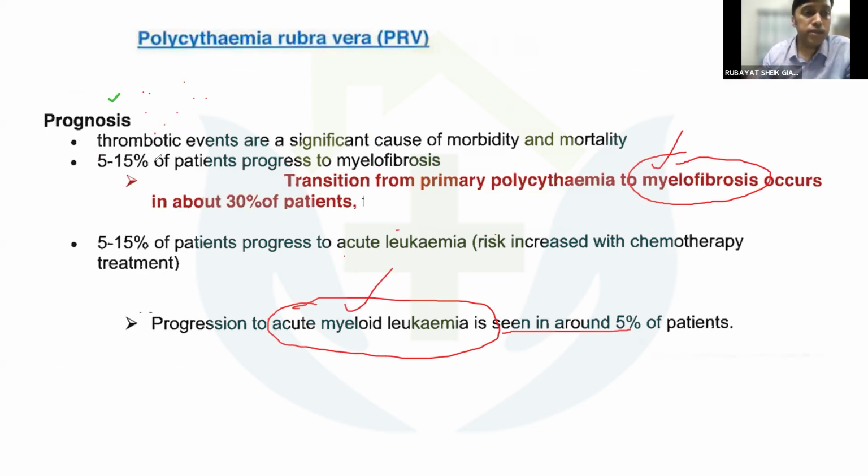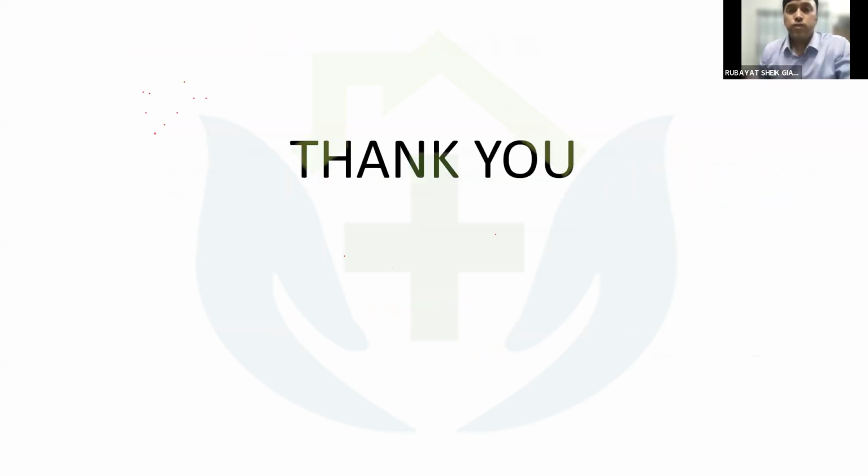Myelofibrosis, acute myeloid leukemia. So we'll end here for today. What I basically covered today are the coagulation disorders, that is hemophilia, von Willebrand disease. I have covered platelet disorders with you, ITP, TTP, essential thrombocythemia. We have gone through DIC, we have gone through polycythemia rubra vera.